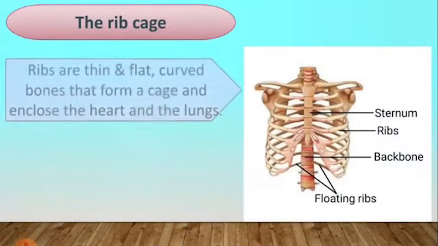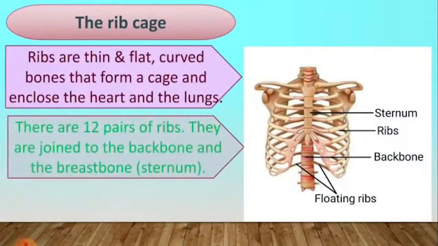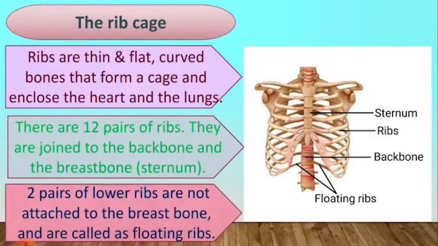Then the rib cage. 12 pairs of thin curved bones called the ribs form a cage-like structure called the rib cage. The rib cage protects our heart and lungs. To form a cage-like structure, the ribs are attached to the backbone at the back and the breastbone, or sternum, in the front. While all the ribs are joined to the backbone, only 10 pairs are joined to the breastbone. The last 2 pairs at the bottom of the rib cage are free in the front and are known as floating ribs.